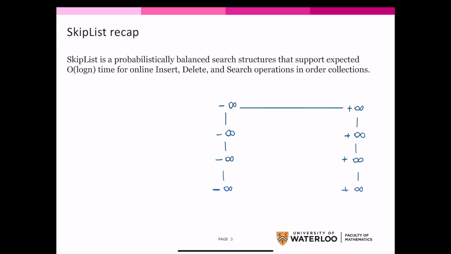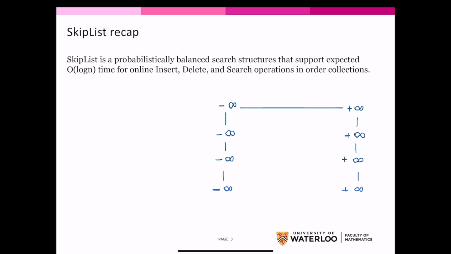A skip list is a probabilistically balanced search structure that supports expected O(log n) time for online insert, delete, and search operations in an ordered collection. Whether to increase the height is determined by randomly tossing a coin until we get tails.